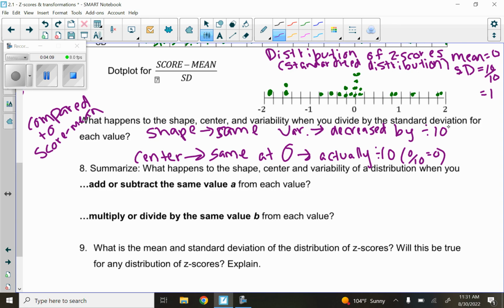So to summarize, what happens to shape, center, and variability of a distribution when you add or subtract the same value from each value? So remember, our shape is the same. The center is either plus or minus a, where a is that value. So in this case, we subtracted 80, so our center reduced by 80. But your variability remains the same.